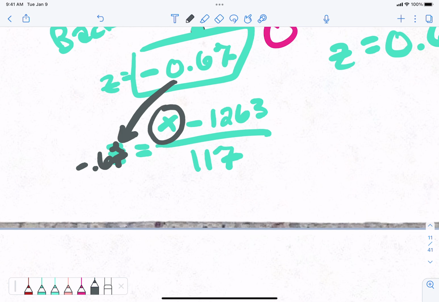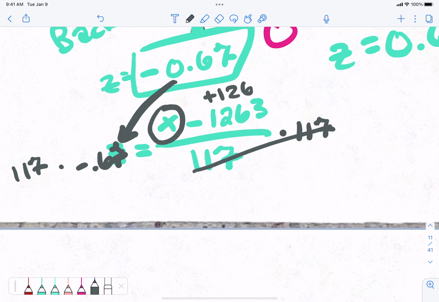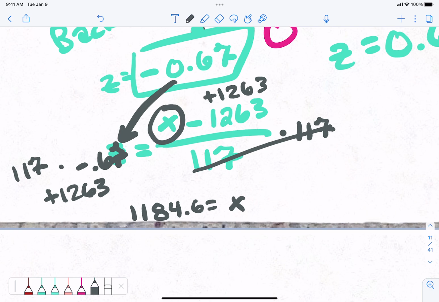Boys, you need to listen to this. We multiply by 117 to the other side, and then add the 1263. Negative 0.67 times 117 is negative 78.39. Now add that to 1263. So the bottom of the range is 1184.6.